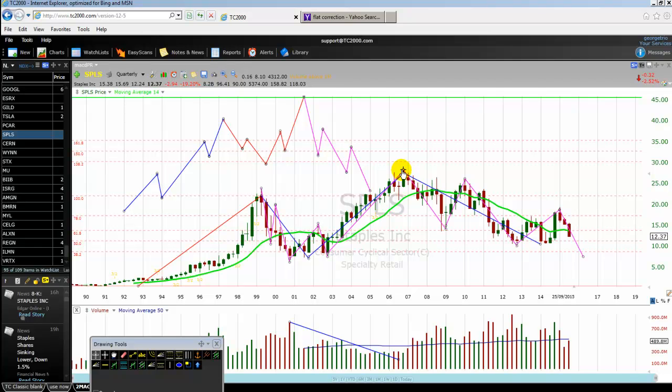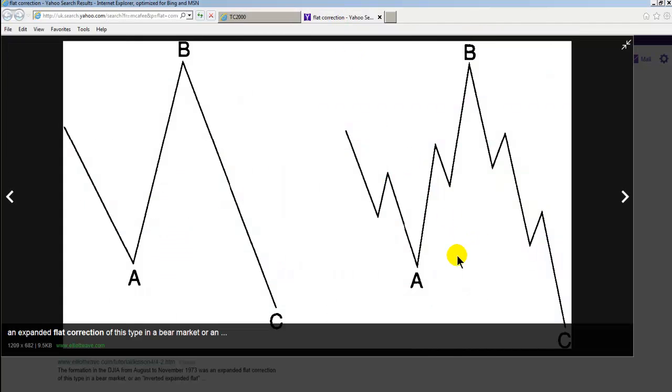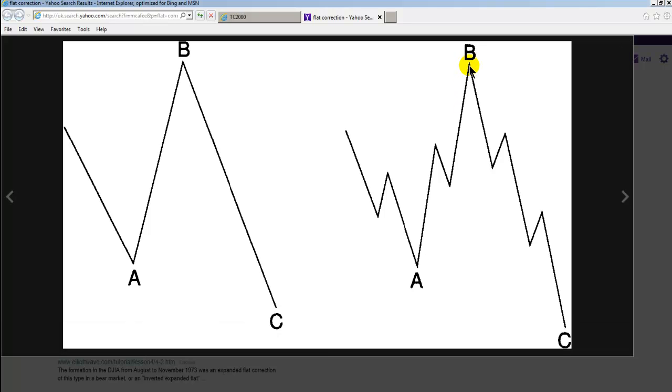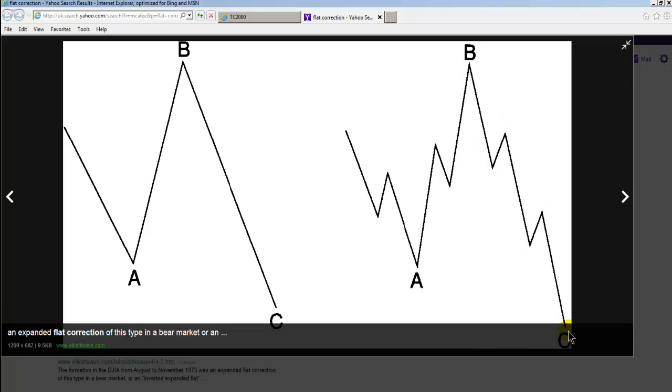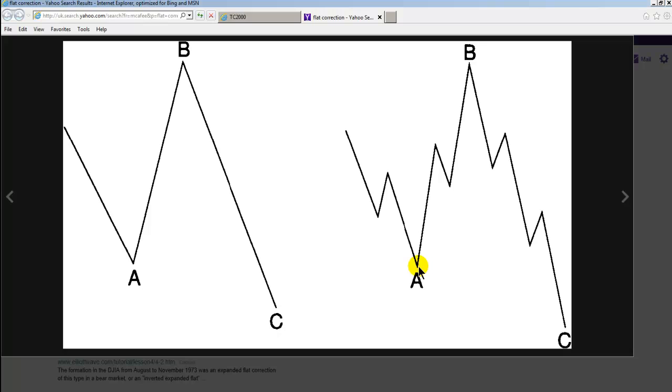Now, I have a little secret I want to share with you. During the expanded flat correction, the B section, B for Bravo, we are likely to see low trading volume. This is the A section of the flat correction, 1, 2, 3. This is the B section, 1, 2, 3. And 1, 2, 3, 4, 5 is the C section. Very often, in the case of the expanded flat correction, during the B section we are likely to see low trading volume.